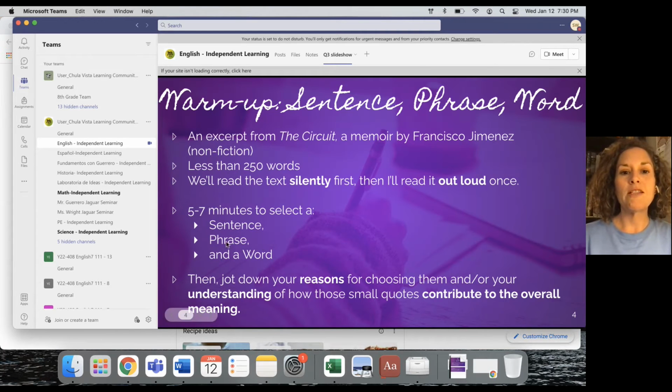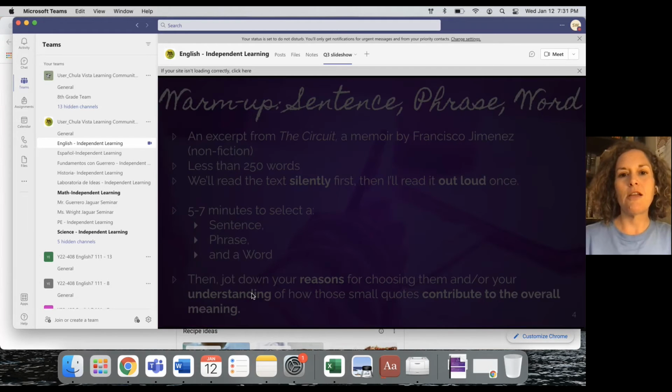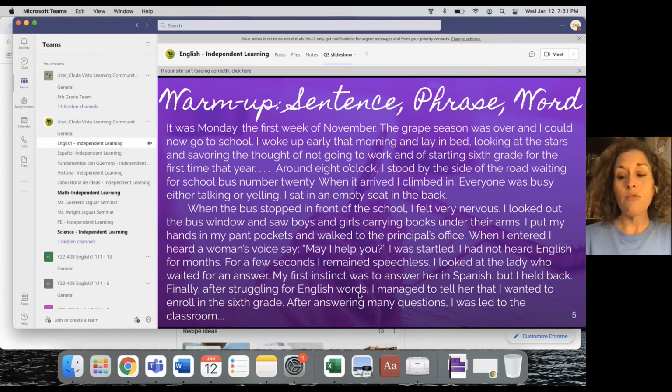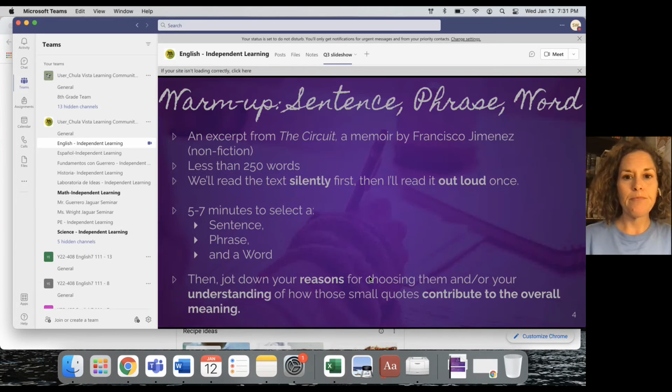So you pick a sentence, a phrase, and a word. Phrase, more than one word, less than a sentence, right? A sentence is only a sentence if it begins with a capital letter and ends with a period, question mark, or exclamation. Oh, other important thing to remember, you got to jot down your reasons, all right? It's not just enough to read this excerpt and then say, oh, my word is Spanish. But like, so what? Why? So please make sure you explain that.